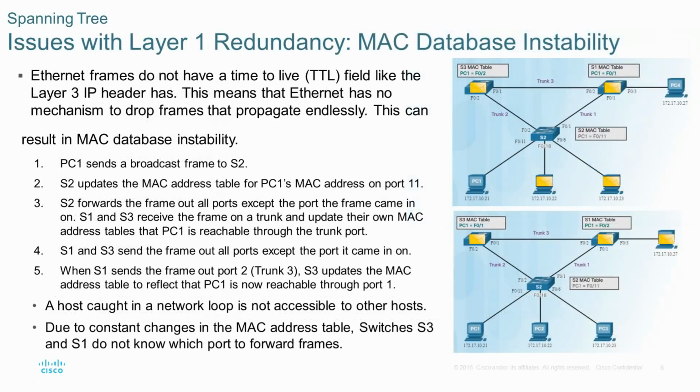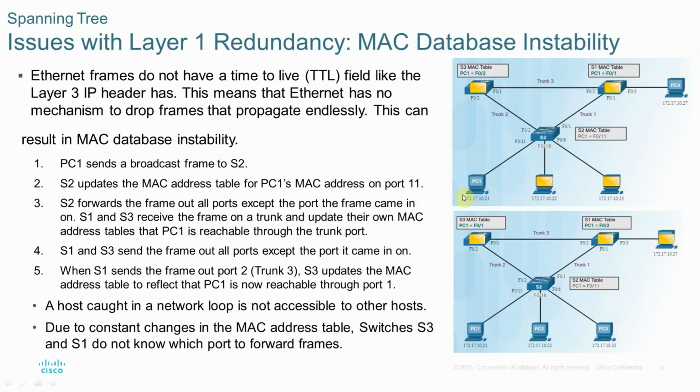As we know, the Ethernet frame doesn't have a time to live field. In a layer 3 packet we have a TTL, and once the TTL expires, the packet is discarded and eliminated from the network. But in the Ethernet frame at layer 2 we don't have a TTL field. This means Ethernet has no mechanism to drop a frame that propagates endlessly, which can result in MAC database instability.